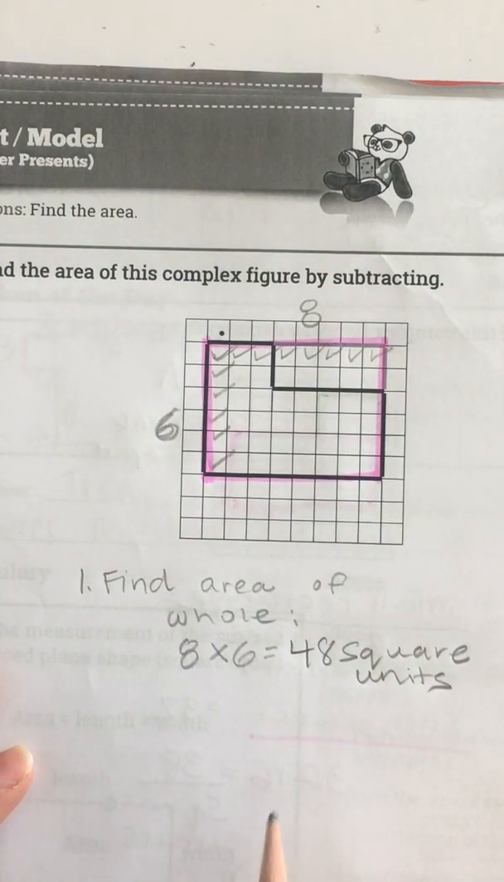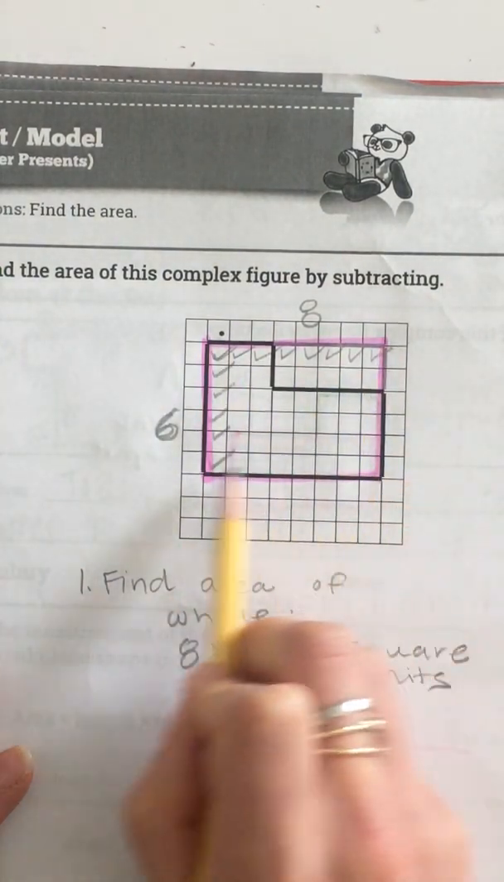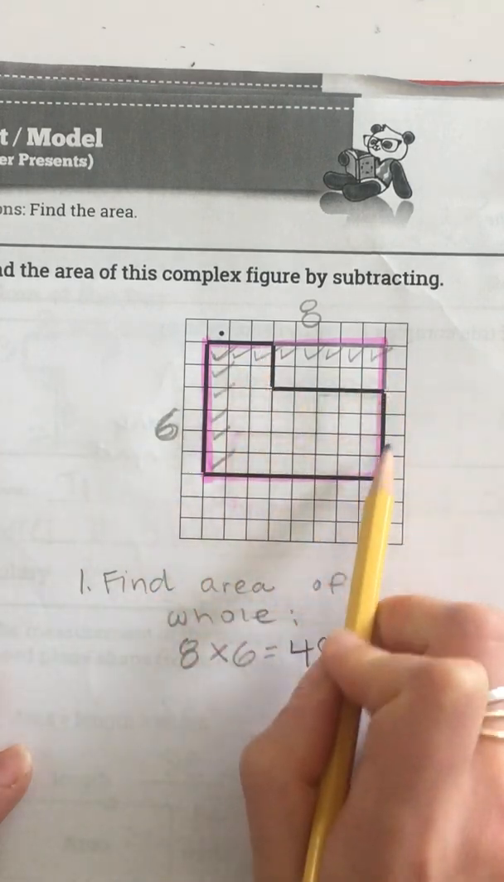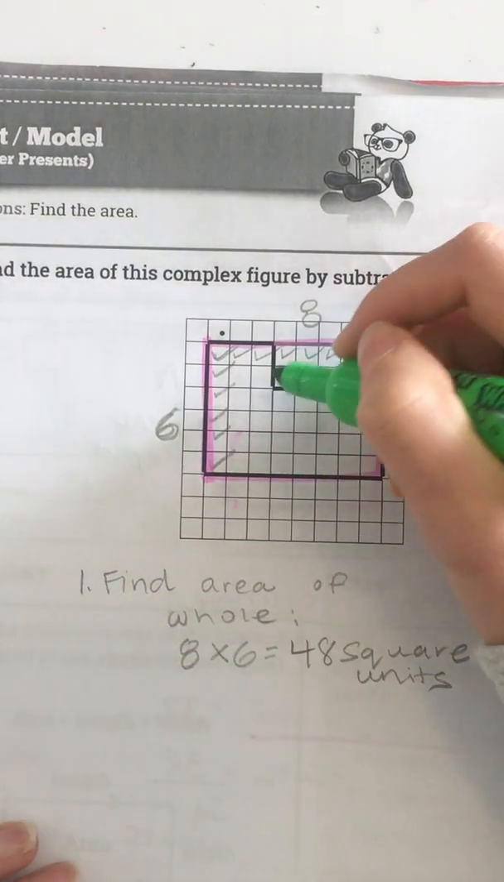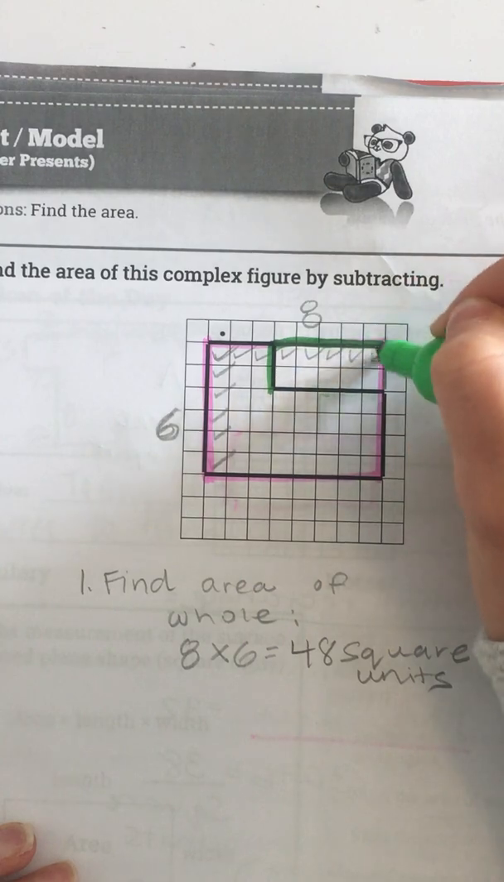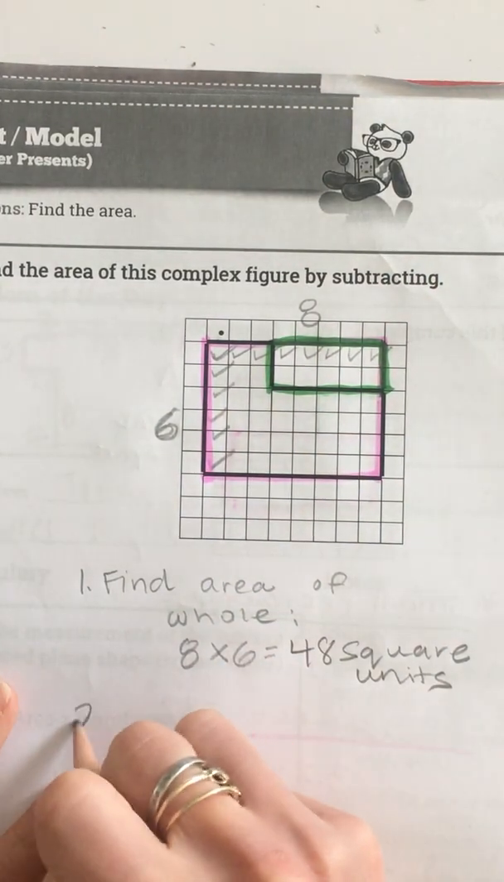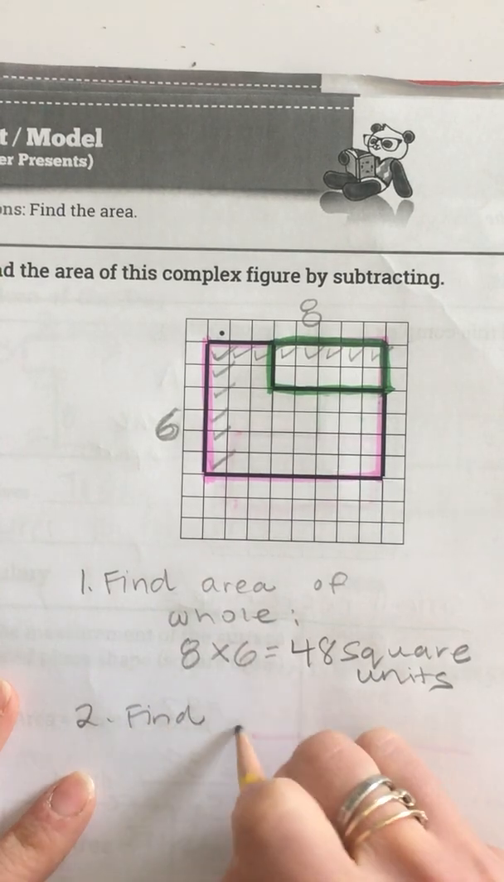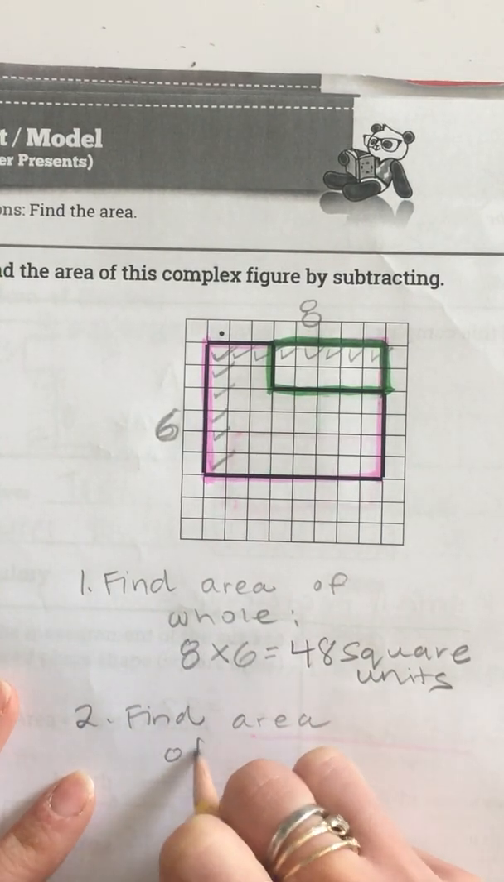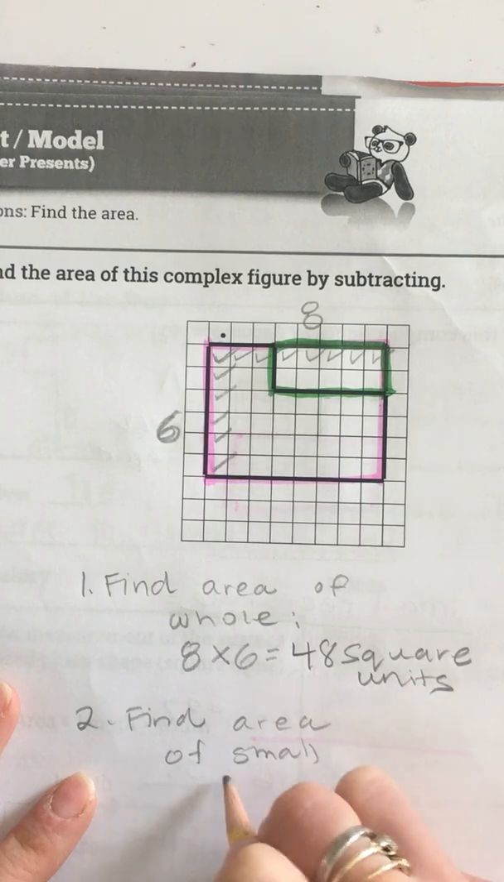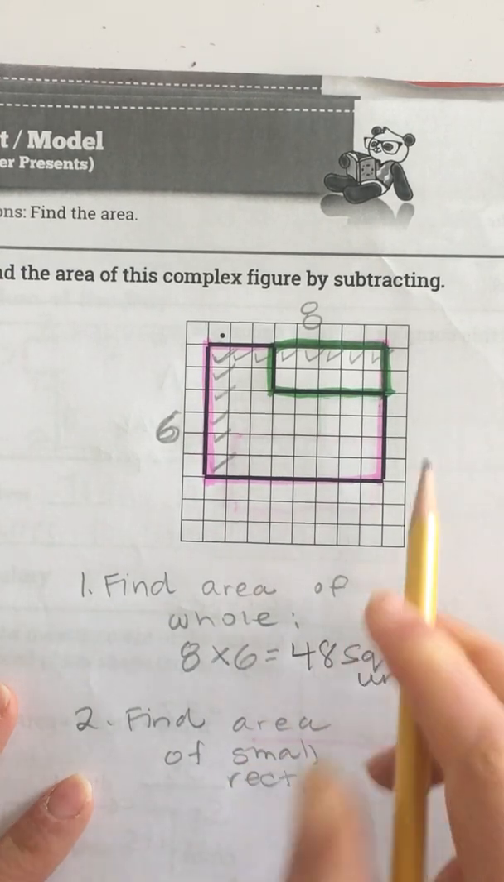Okay, but I'm not finding the area of this entire thing. I'm trying to find the area of this complex figure. So now I need to find this area that I counted in but isn't actually there. So step 2, find the area of the small rectangle. It's kind of like my small rectangle now, but it's not there.